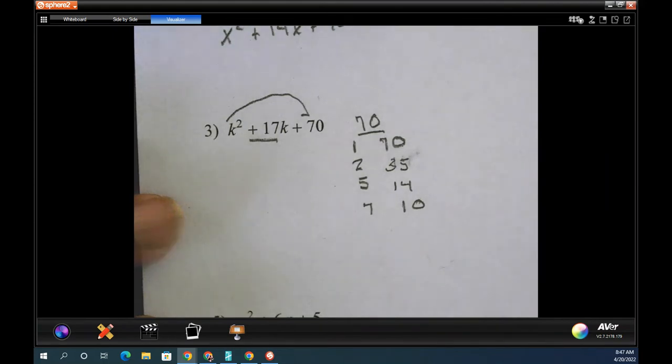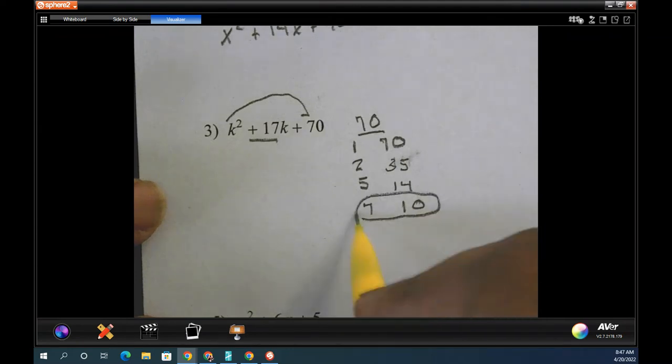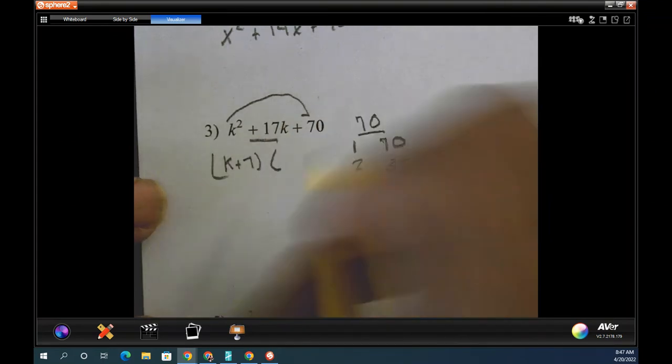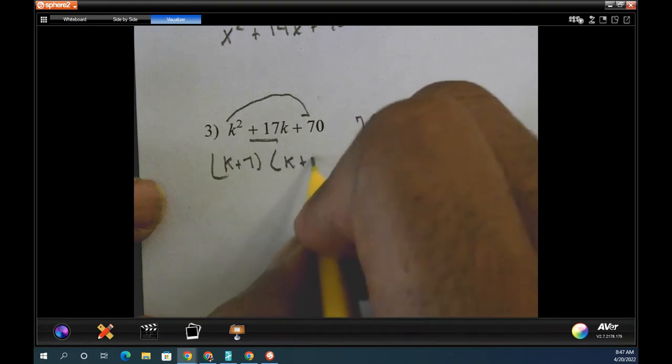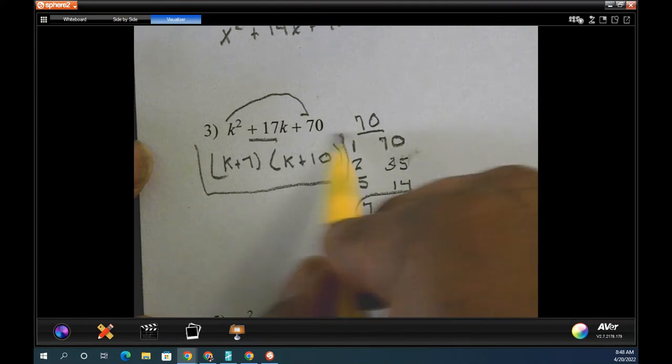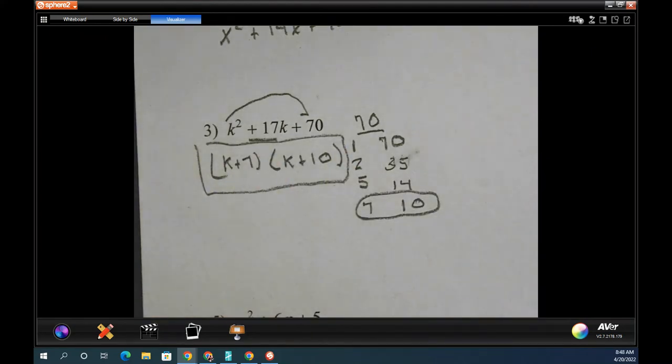Which two numbers add up to 17? 7 and 10. So we take these. That would be k plus 7 times k plus 10. There's your answer right there. Starting to see it a little bit?